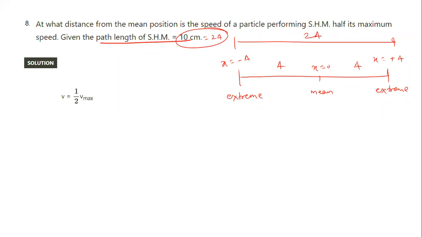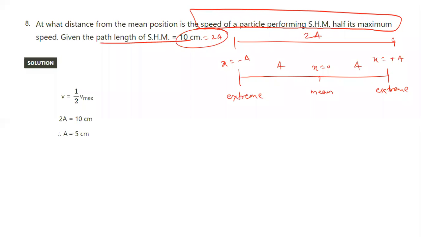Now the given condition: speed is half the maximum speed. So speed is equal to 1 by 2 Vmax. Now we substitute the formula of v and the formula of Vmax. Then we cancel the common term. A is 5 here. Means we substitute the formula of v here and Vmax, which is A omega. This is divided by 2 as it is. Now you can cancel the common term and simplify this equation for x.